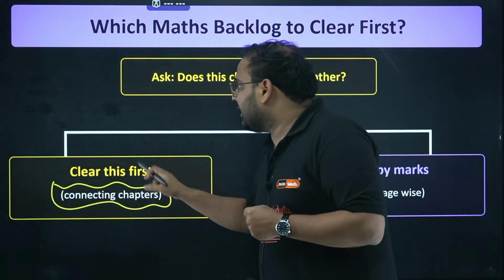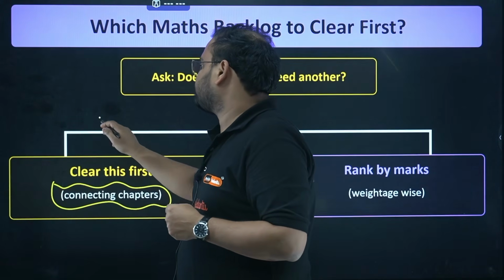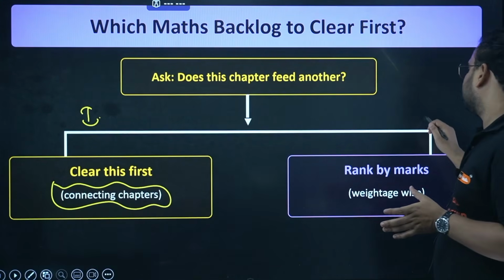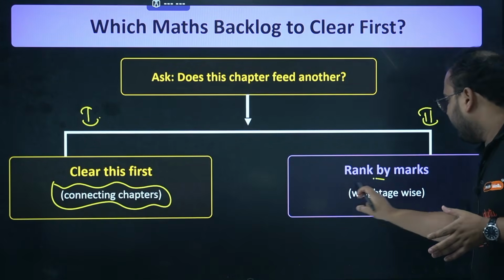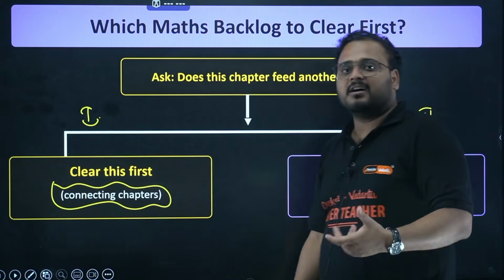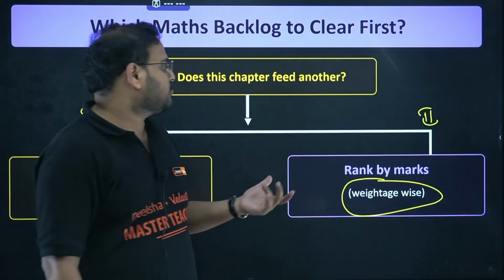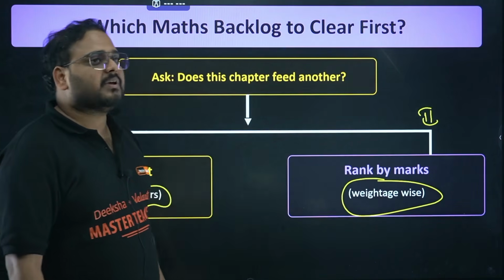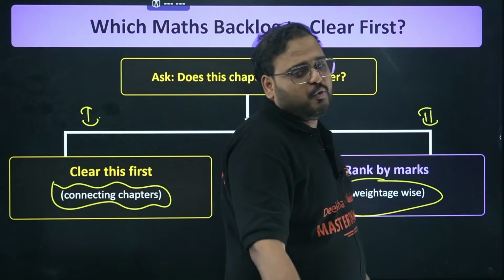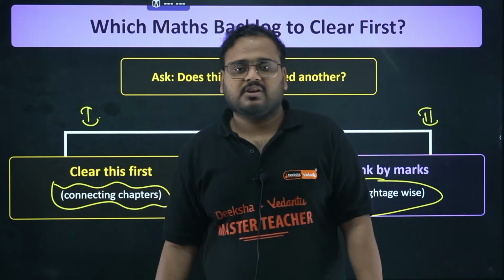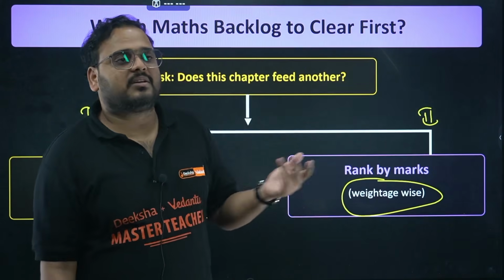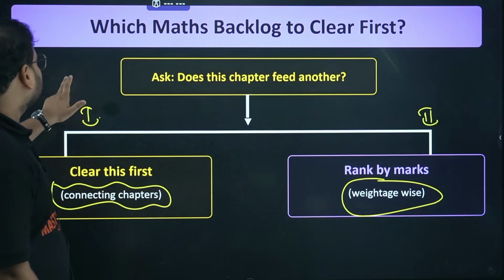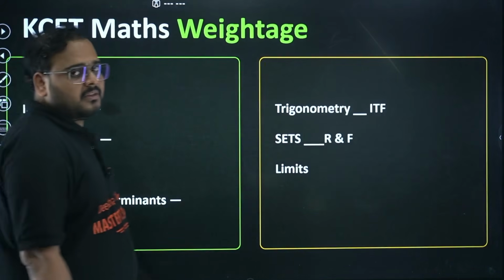So try to prioritize. Priority number 1 should be your connecting chapters, and next comes weightage-wise clearing of the backlogs. Try to start with connecting chapters and then go weightage wise. For example, once my connecting chapters are over, I'll do probability of PU1. It's high weightage. Okay, I'll do maybe another chapter which is going to give me 2 marks. Limits I can do. Limits is also a connecting chapter anyway.